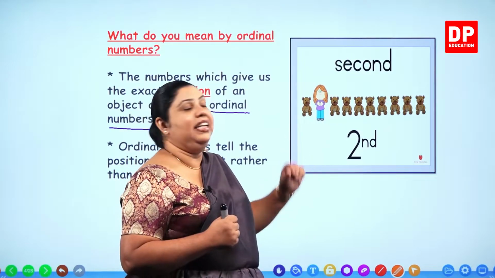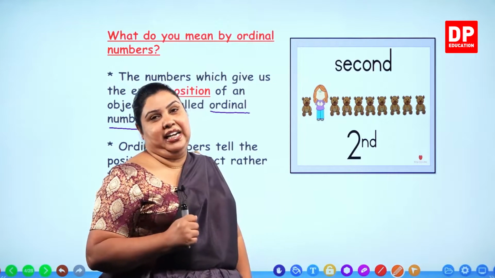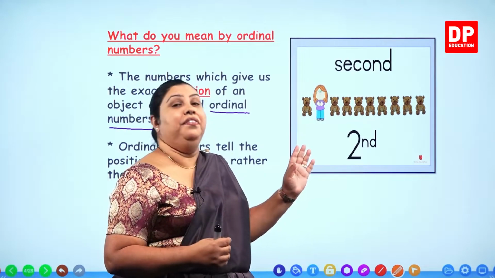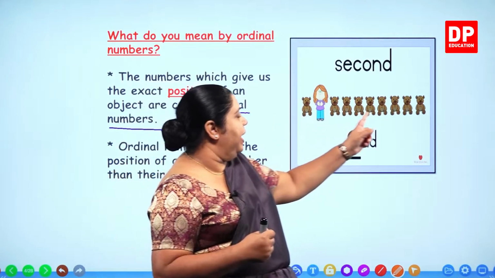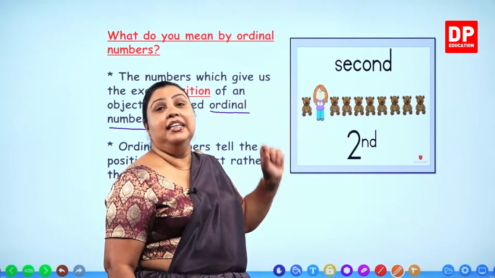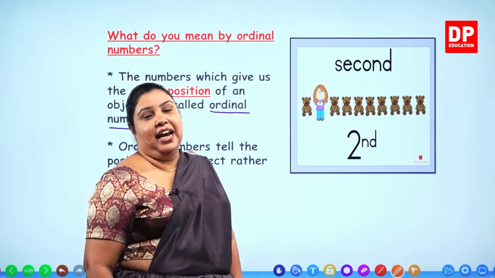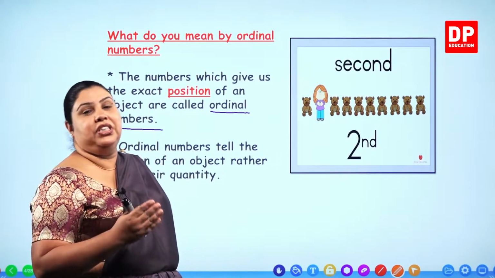ඔන්න දෙවනියට ඉන්න එක්කෙනා. That shows us the position that she is standing. We don't say she is 2, we say she is second in the line. Now out of these bears, this little girl is standing as the second in the line. Right? So ordinal numbers will always tell us the position.